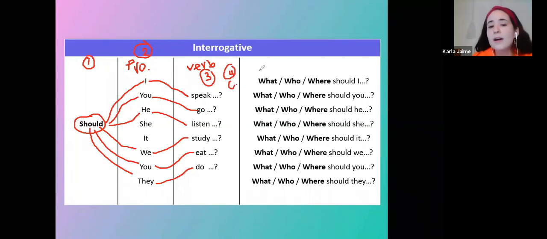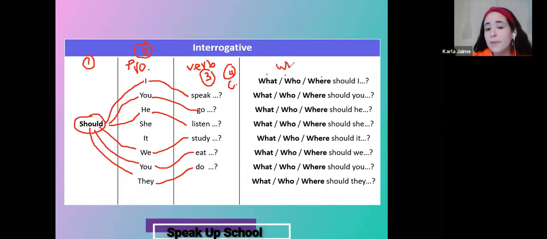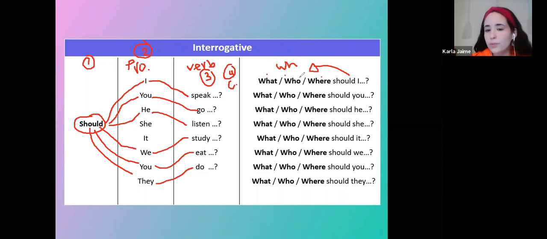We have our questions with WH words like what, who, or where, okay? We can also do questions like that, like what should I eat, okay? It's the same formula as this, but you just add the WH word before the word should, okay? So it's the same formula, you just add your WH word before. What should I eat today? I should eat a salad, or I should eat a hamburger, okay?